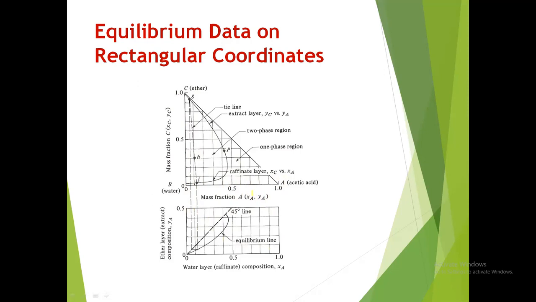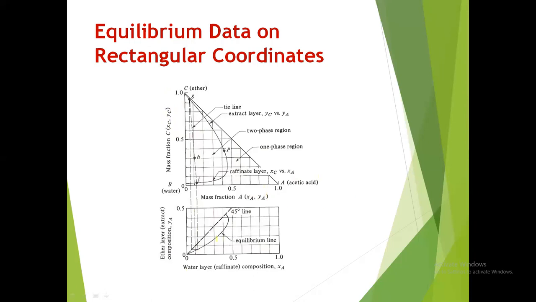You could see here it's either XA or YA in the horizontal, while in the vertical, it's now C. It's now your extractant C, either in the feed or in the solvent itself. So X is for the feed, Y is for the solvent. It has subscript C because it's the composition of your extractant C. Here, it has subscript A on the horizontal axis because it gives you the concentration in terms of A, the solute in the feed.